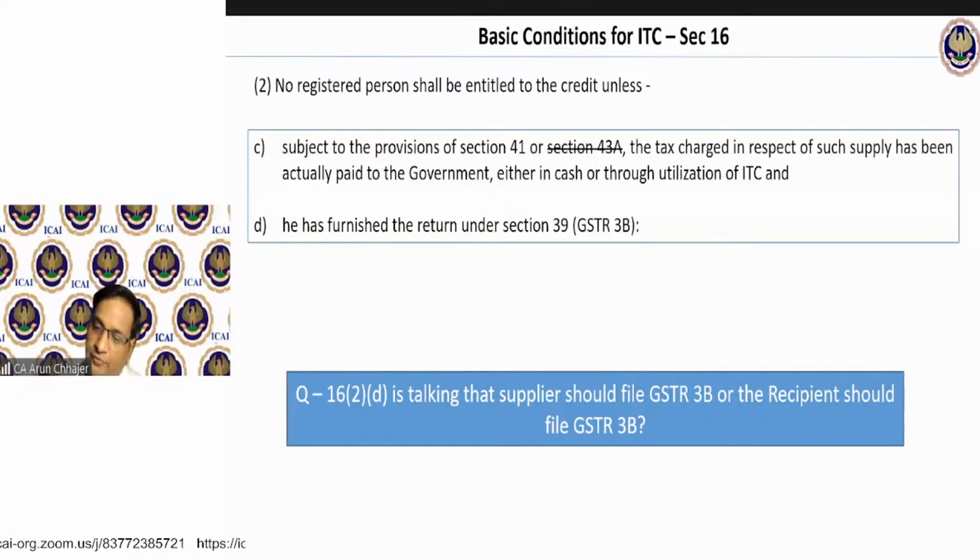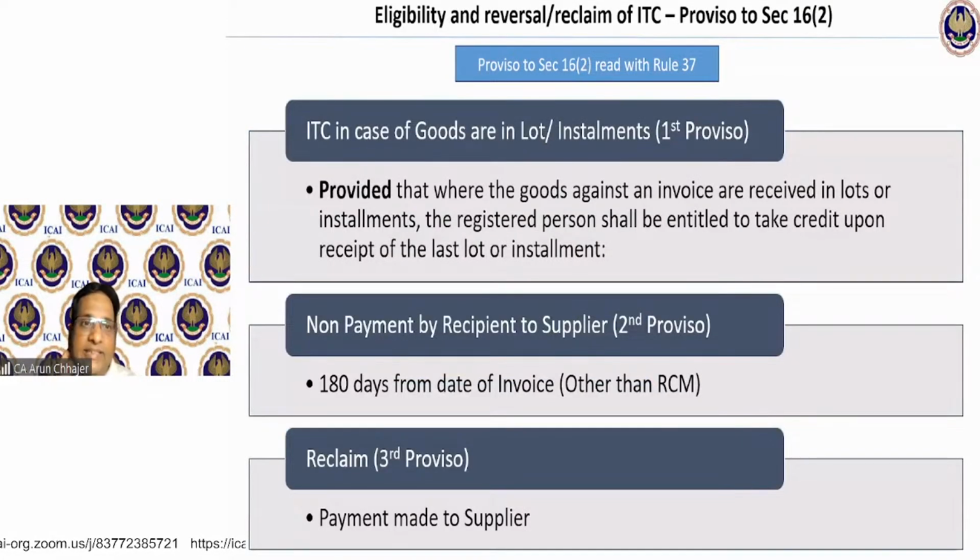Now, ITC in case the goods are received in lots or installments. Suppose alternatively not to claim in April and claim in May, because now it is not possible: as per the guideline given by the CBIC in Circular 170, we have to follow the guideline on how to furnish any return. In that guideline, they clearly say that please claim first and then reverse.